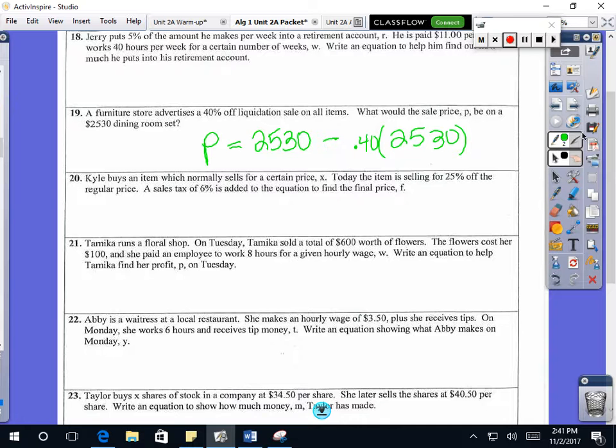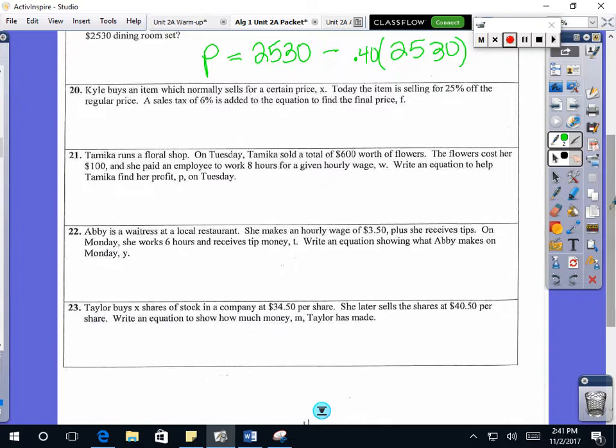Okay. Number 21. Tamika runs a floral shop. On Tuesday, Tamika sold a total of $600 worth of flowers. The flowers cost her $100, and she paid, I'm still waiting on people to be quiet, she paid an employee to work 8 hours for a given hourly wage W. Write an equation to help Tamika find her profit P on Tuesday.